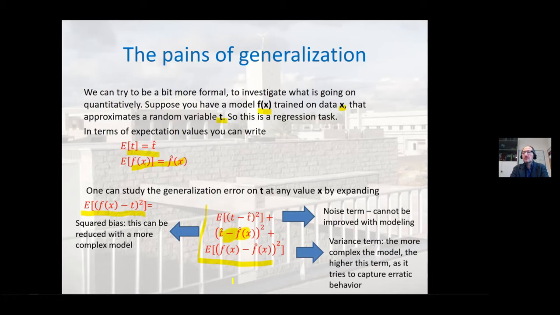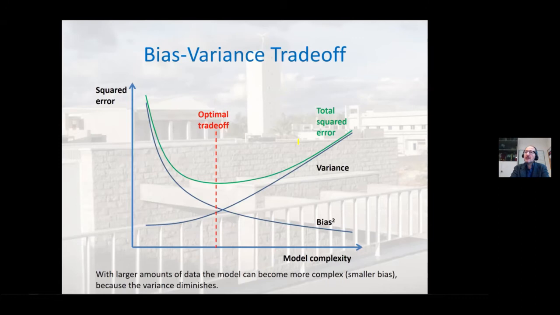And then you have a variance term, which is basically how well you are approximating your estimator to the true value of f. So the more complex the model is, the higher this term becomes. Okay, so you have a variance versus bias problem, and this is the sum of the two terms.